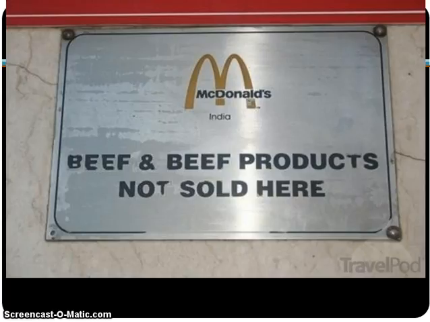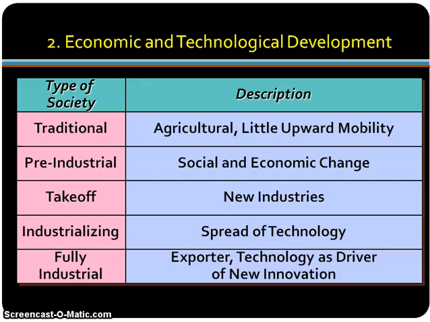So when McDonald's entered India, look at how, in recognition of the local culture of the country where eating beef is considered a taboo in the society, McDonald's adopted this universal product strategy and informed its consumers that no beef and beef products will be sold here. The second external environment has to do with economic and technological development.